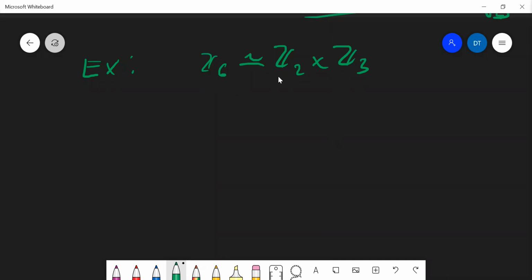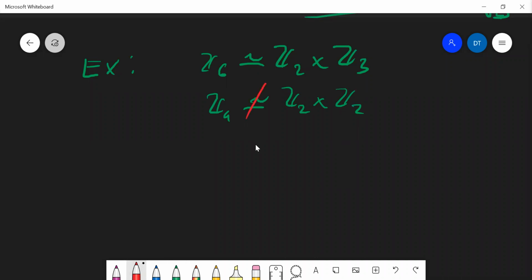But it looks like these groups are different, but they are actually the same. And the Chinese remainder theorem provides an isomorphism between these two groups. But if we take something like Z4 and Z2 times Z2, these two groups are not isomorphic.